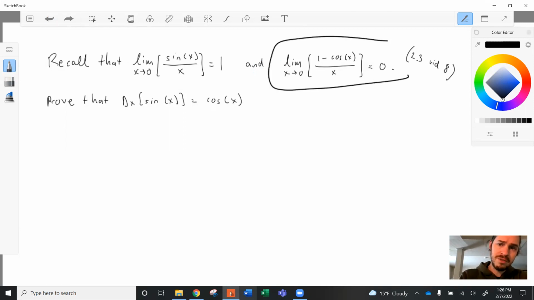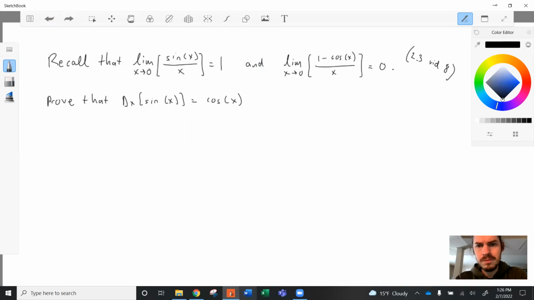We're also going to take this fact, which was not covered in that video, but this is a similar sort of limit that you can prove basically by using the previous limit, along with some trig identities involved. But anyway, that's another limit that we're going to take for granted today. So what we want to do is prove that the derivative of sine of x equals cosine of x.